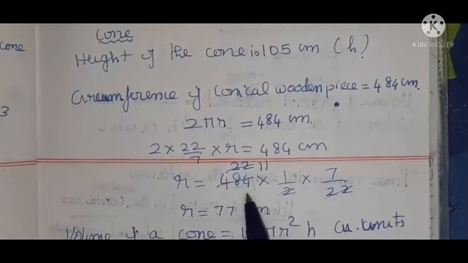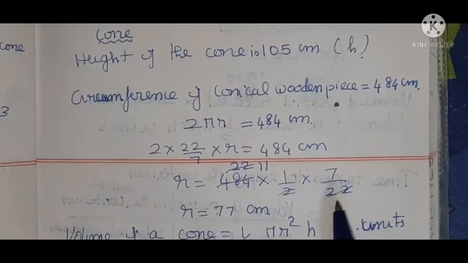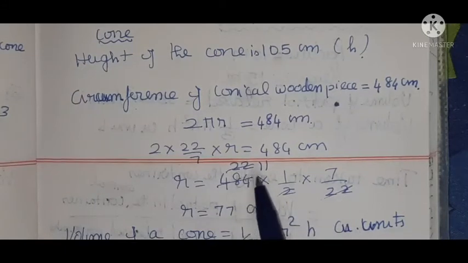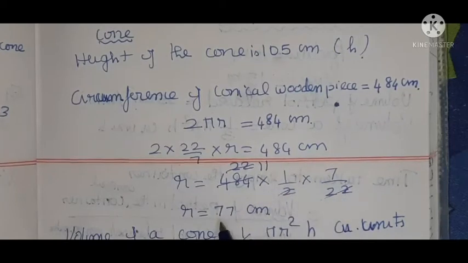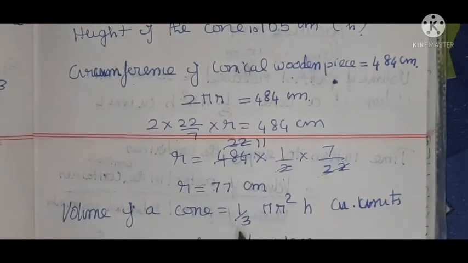R is equal to 484 into 1 by 2 into 7 by 22. 22 into 22 we get 484. So 484 divided by 22 we get 22. 22 divided by 2 we get 11. 11 into 7 is 77. R is 77 centimeter. Volume of cone is 1 by 3 pi r square h cubic units.